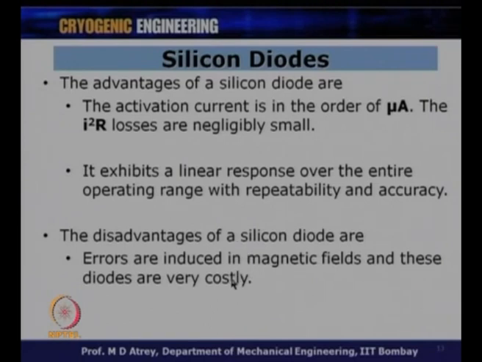So, one has to really justify, if you want to measure 4.2 Kelvin, 10 Kelvin or temperatures below 30 Kelvin, and that too most accurately, then such sensors need to be placed. Silicon diode has to be thought about for 4.2 Kelvin, or if you are working with helium cryogenics levels, alright, below 20 Kelvin and so.